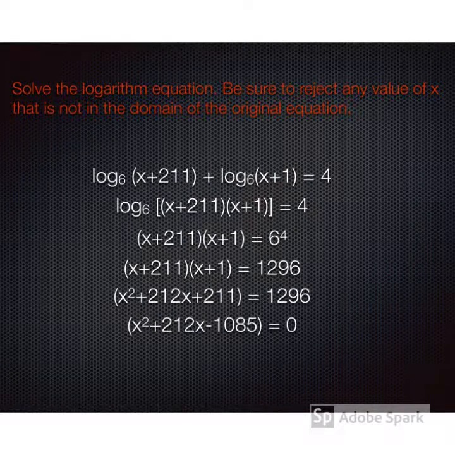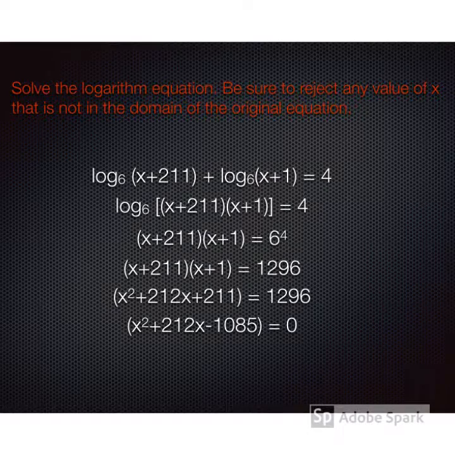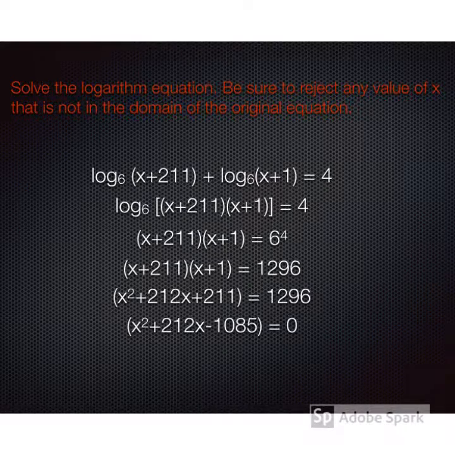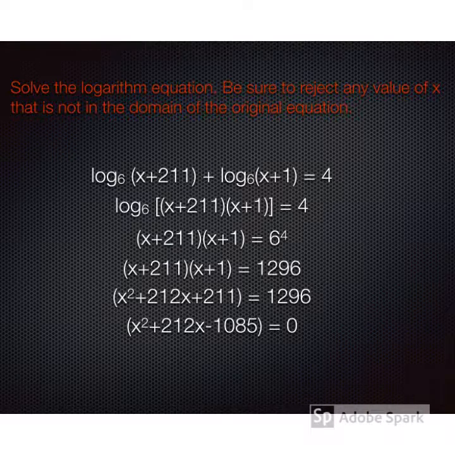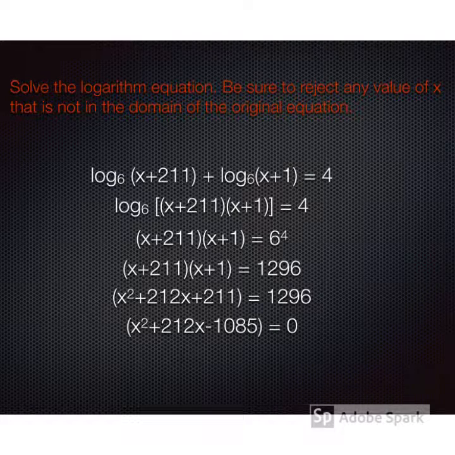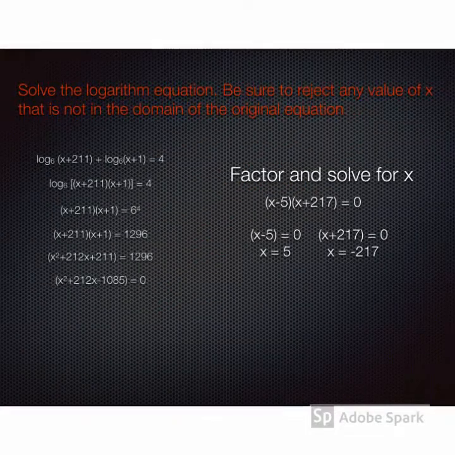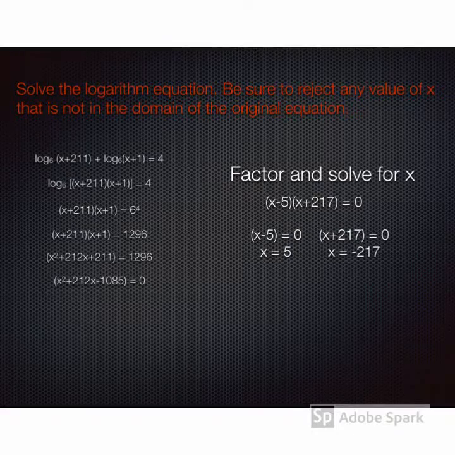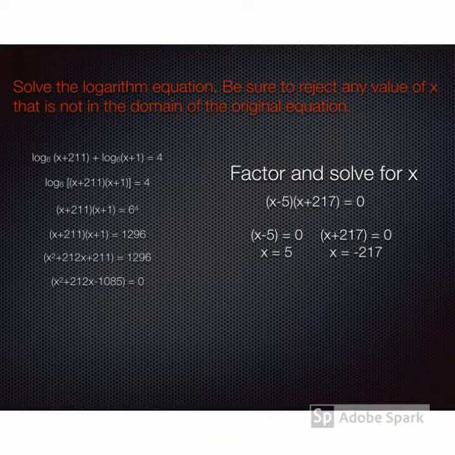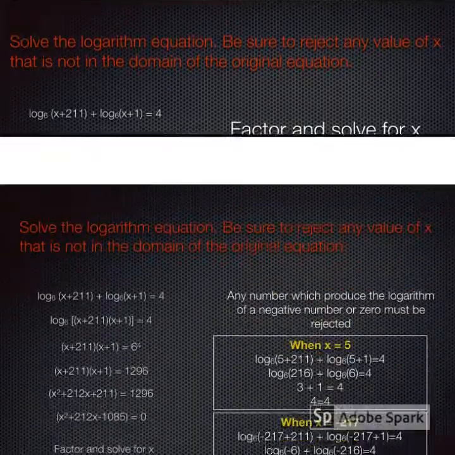We multiply what's in parentheses, the x plus 211 multiplied by the x plus 1, and we get x squared plus 212x plus 211 equals 1296. Okay, subtracting 1296 from that 211 gave us negative 1085. And we set everything equal to 0, and then we factor that. Factoring those things out, now we have (x minus 5)(x plus 217) equals 0. Set both of those equal to 0, and we have x equals 5 and x is equal to negative 217.